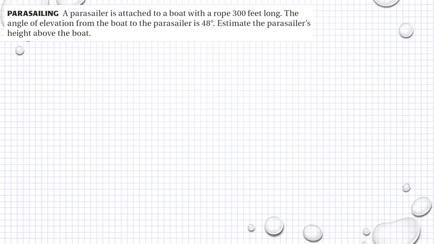One of the applications or areas where we can apply the six trigonometric functions is when we talk about angle of elevation and angle of depression. Like what we have here, parasailing. A parasailer is attached to a boat with a rope 300 feet long. The angle of elevation from the boat to the parasailer is 48 degrees. Estimate the parasailer's height above the boat.